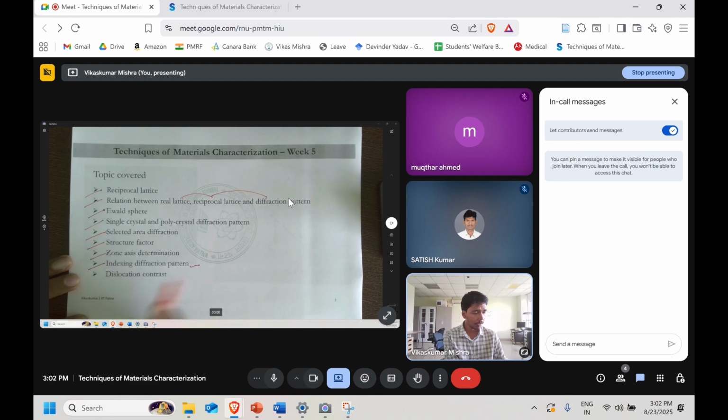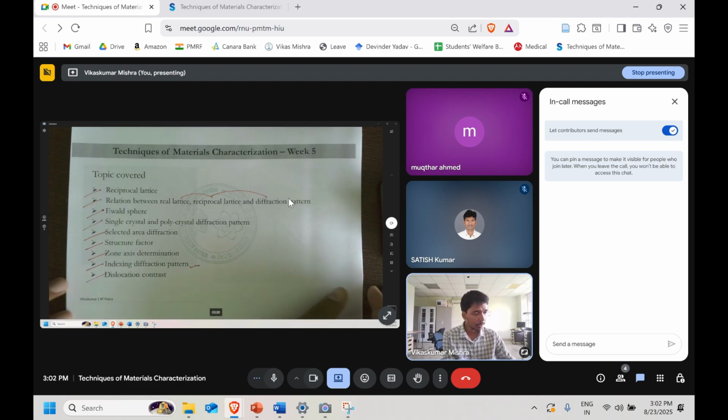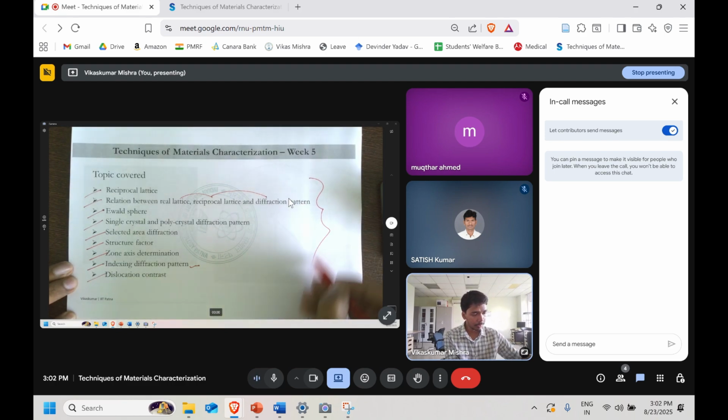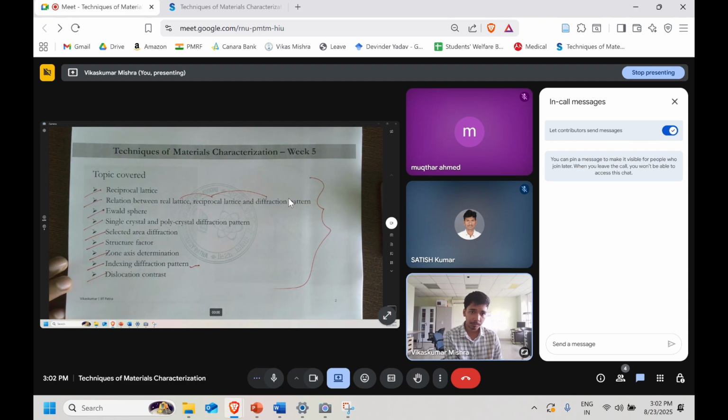Even though we have not studied this in detail yet, for beginners this is more or less sufficient for what has been taught on indexing the diffraction pattern. Then we discussed dislocation contrast, like under what conditions dislocations will also give contrast in the TEM images. So these are the concepts that have been covered in week 5.